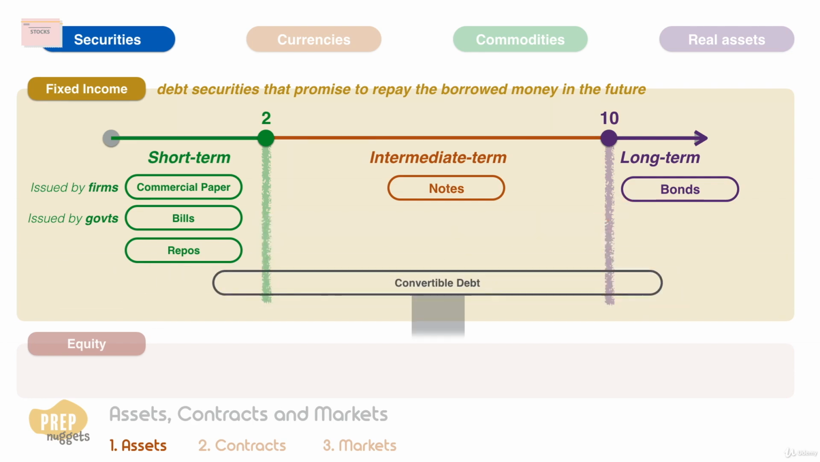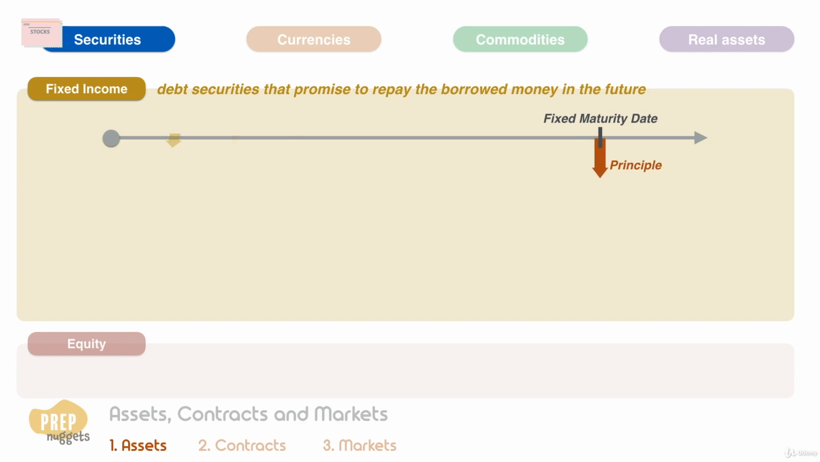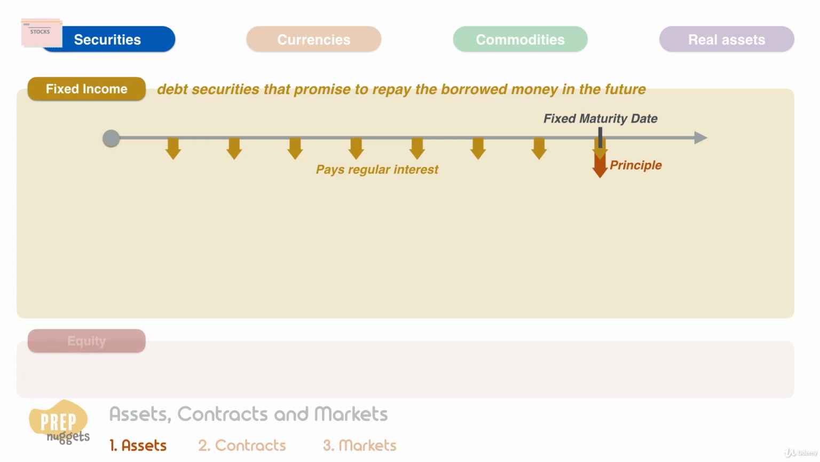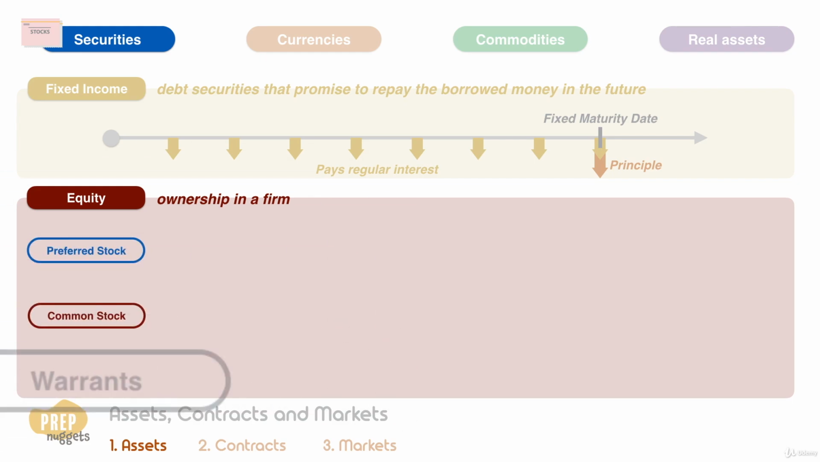Convertible debt are debt instruments that have the option to be exchanged for a specified number of equity shares of the issuing firm. Regardless of the type, fixed income securities typically have a fixed maturity date where the principal is repaid and interest is paid out periodically before maturity. All these securities are covered in detail in the fixed income course, so what we've described here is just a brief summary. Equity securities represent ownership in a firm and include preferred stock, common stock, and warrants.